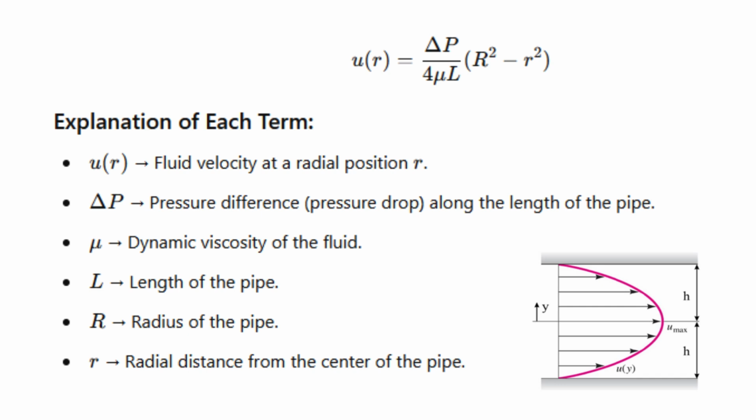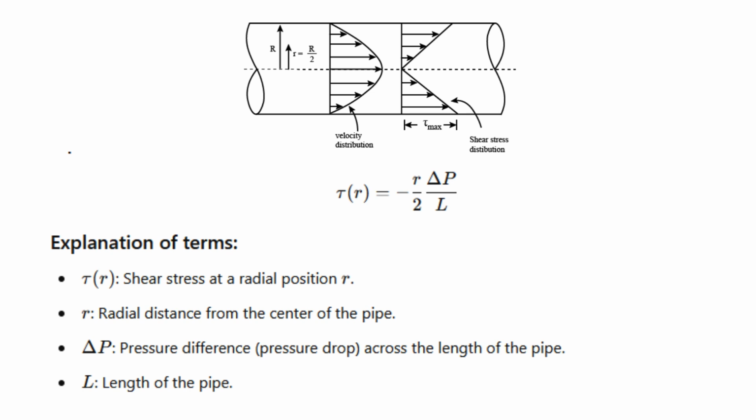As you can see here in the graph, the velocity distribution inside the pipe is given with the equation. So here u of r is the velocity at radial position r, R is the pipe radius, mu is the dynamic viscosity, L is the pipe length, P is the pressure drop along the pipe, and r is the radial distance from the pipe center. The equation shows that the velocity is maximum at the center and zero at the pipe wall, forming a parabolic profile. Now let us understand what is shear stress distribution.